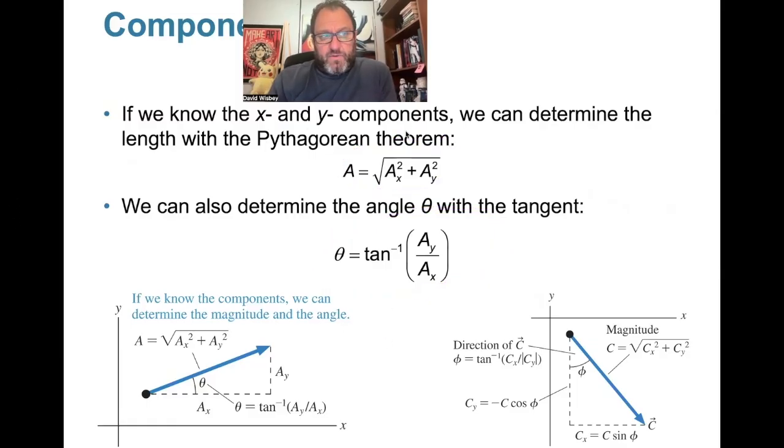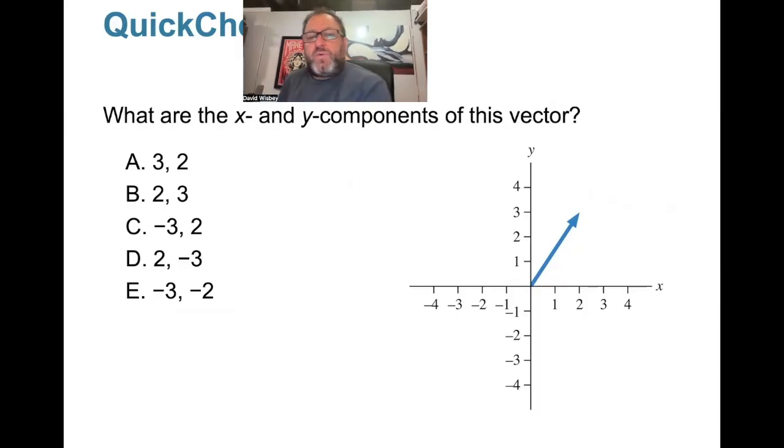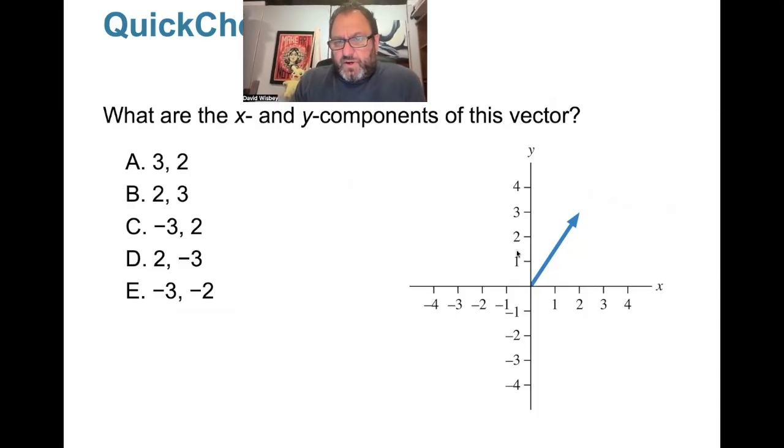We looked at this last time in great detail, but these diagrams are useful. This one, you have to think about as a triangle that's rotated onto its side, but it's just a triangle. So what are the x and y components of this vector? Let's do some examples. Just looking at it, I can see that the tip of the arrow goes to 2 on the x-axis and 3 on the y-axis.